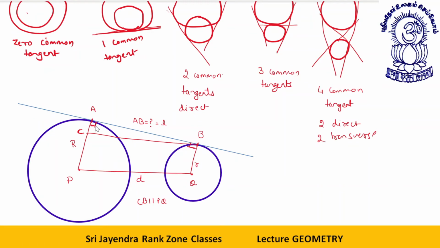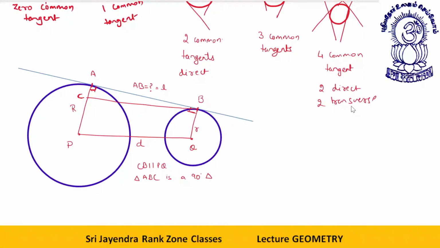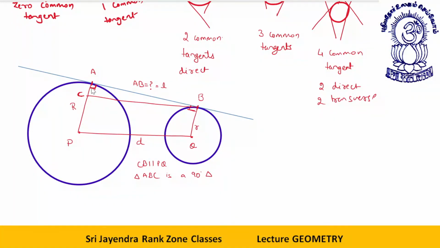Now this is a right angle triangle. Triangle ABC is a 90-degree triangle. When ABC is a 90-degree triangle, what will happen, dear students? This is 90 degrees. BC square will be equal to AC square plus AB square. So far clear? BC square will be equal to AC square plus AB square.